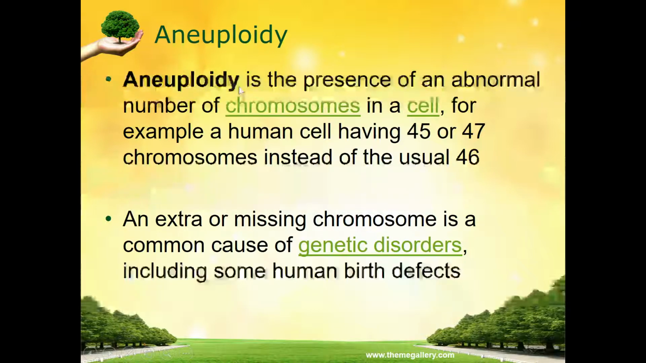Aneuploidy is the presence of an abnormal number of chromosomes in a cell, for example, a human cell having 45 or 47 chromosomes instead of the usual 46. An extra or missing chromosome is a common cause of genetic disorders, including some human birth defects.